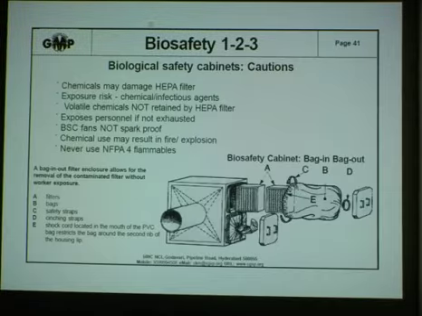Now here are some cautionary notes. I've been repeatedly saying that biosafety cabinets are not designed for work with volatile chemicals. These chemicals may damage HEPA filters, the risk of exposure becomes high, it exposes the personnel if their exhaust is not proper. These BSC fans are not spark proof, they may result in fire or explosion, and never use NFPA flammables inside a biosafety cabinet.